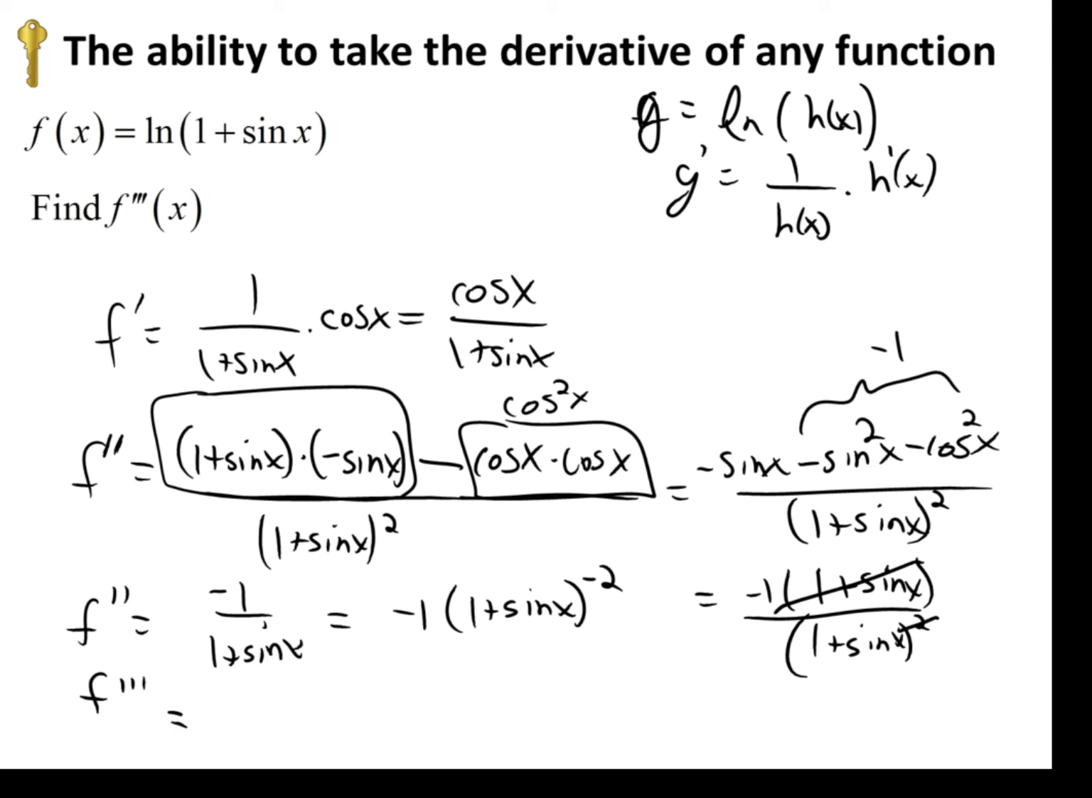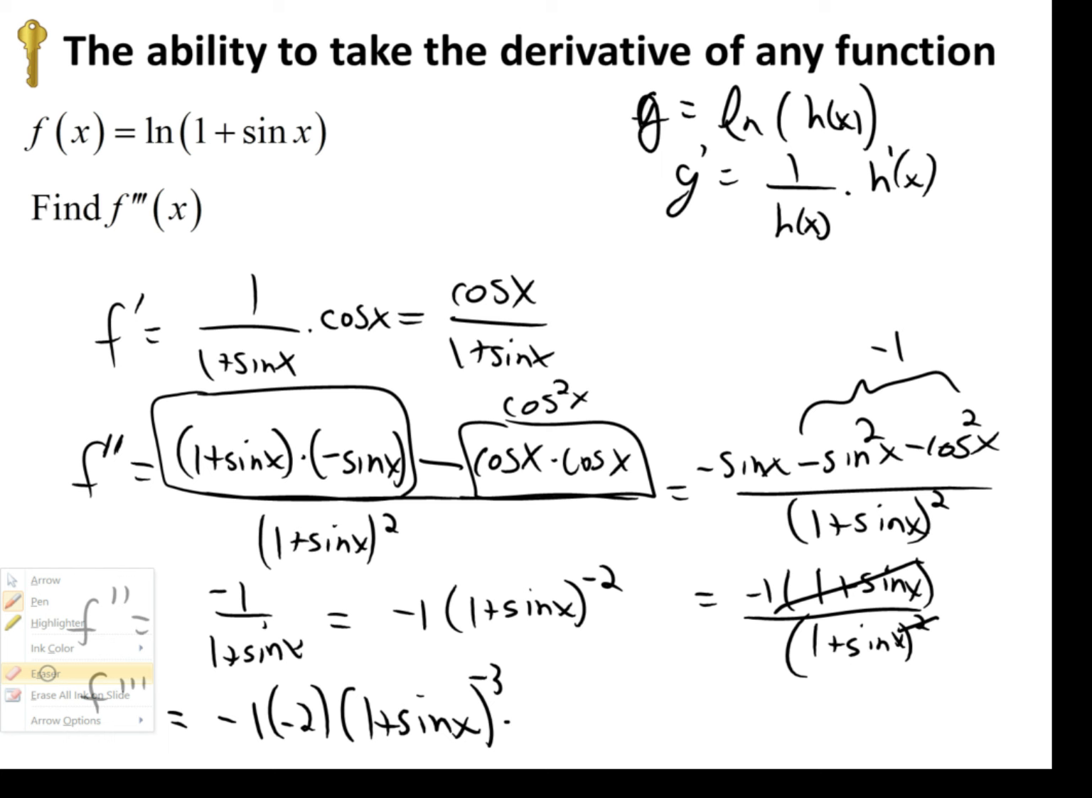Are you ready? So bring down the 2, or it comes down as a negative 2 after multiplying by the negative 1. Take that guy to the negative 3, and then multiply by the derivative of that inside. So we have a negative 1, then we come down with a negative 2, then we have 1 plus sine x, and that goes to the negative 3. Just check and see if you're paying attention.